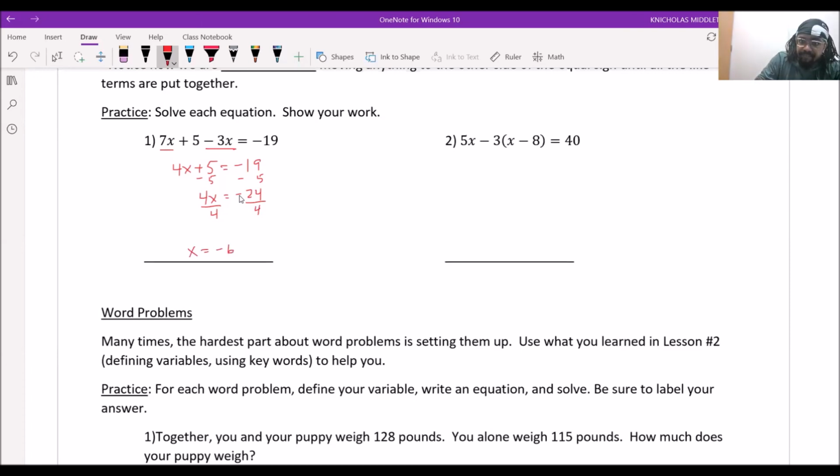The other side, I have to distribute. Remember that I want to consider the sign in front of my number. So I have 5x minus 3x. Negative times negative is +24 equals 40. Combining my like terms gives me 2x plus 24 equals 40. And now I have to worry about getting stuff to the other side where I'll use opposite or inverse operations. So subtracting 24 from both sides, 2x equals 16, divide by 2, x equals 8. Okay, and there we have it.